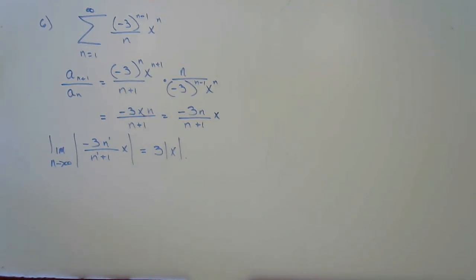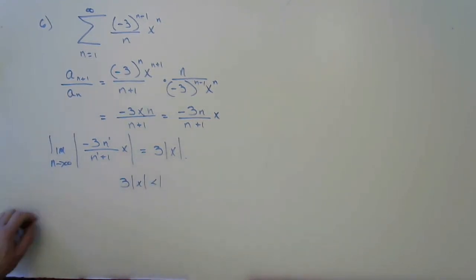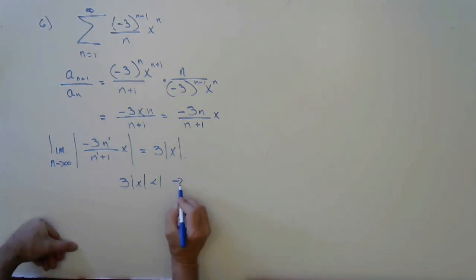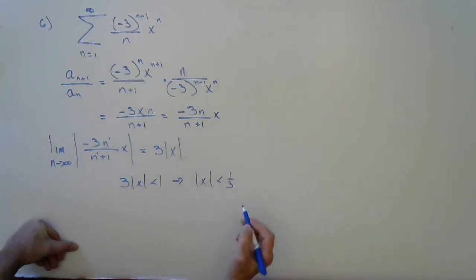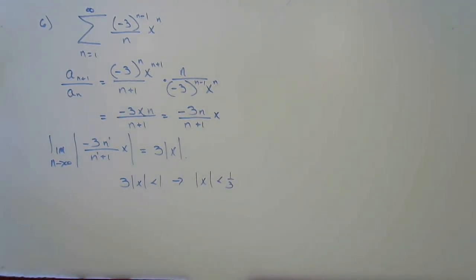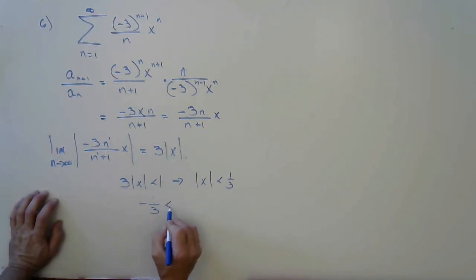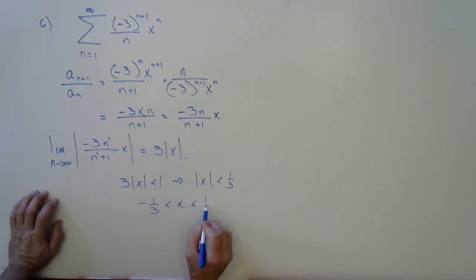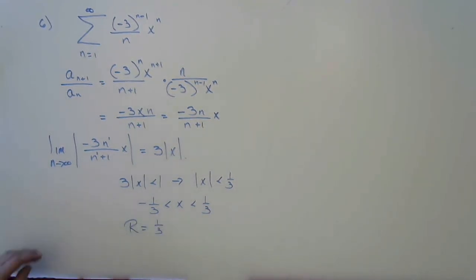Now, we know this converges when 3 times the absolute value of x is less than 1, and what does that get us? That gets us, by division, the absolute value of x is less than 1/3, and so our radius of convergence is, right, we converge from negative 1/3 is less than x is less than 1/3, so our radius of convergence is 1/3. All right, so that's the answer to part A.